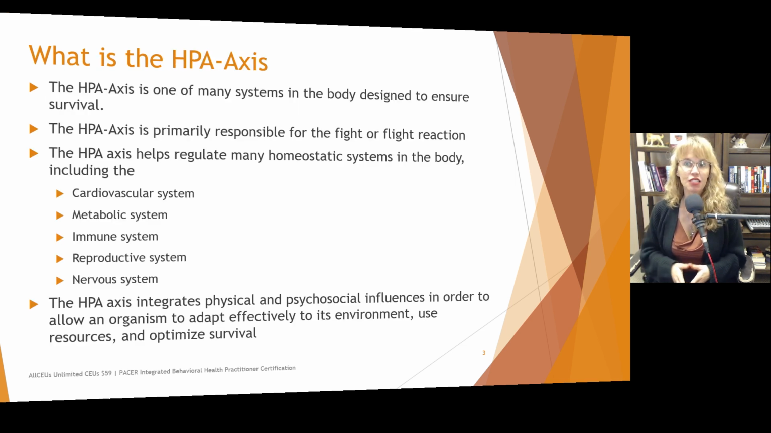The HPA axis is one of many systems in the body designed to ensure survival. The HPA axis is short for the hypothalamic pituitary adrenal axis. It works with the hypothalamic pituitary thyroid and the hypothalamic pituitary gonadal axis. So the take home from that is our hypothalamus, our pituitary, our adrenal, our gonads, and our thyroid are all very important in our functioning. And we'll talk about those other axes in a different video.